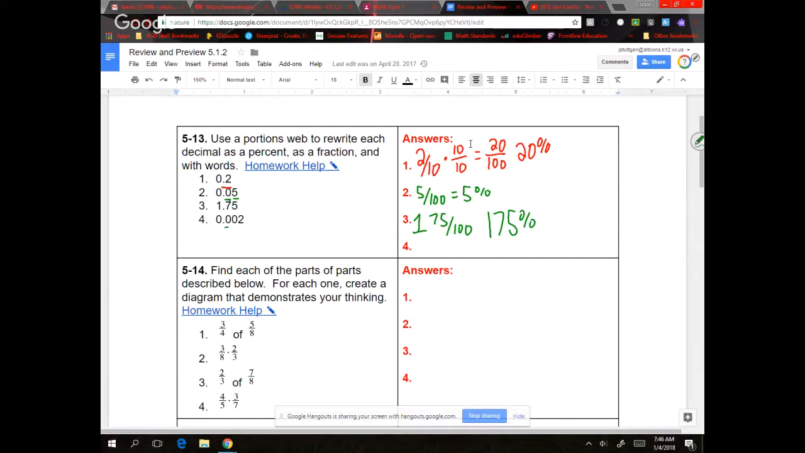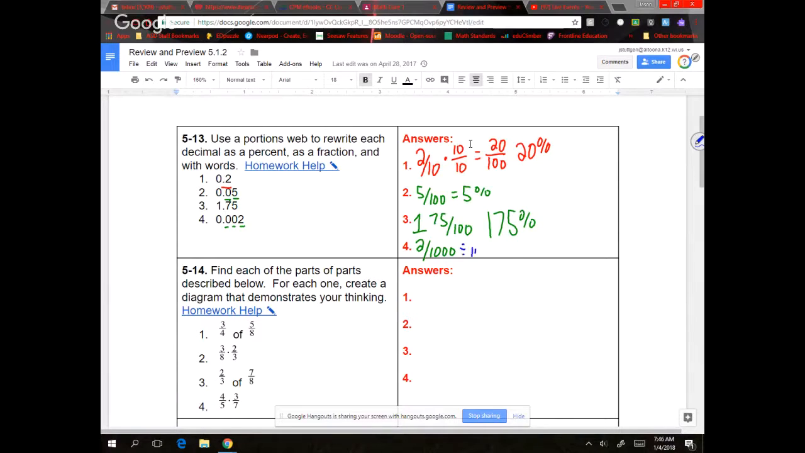Again, we have tenths, hundredths, thousands. So we have 2 thousandths. Okay, and most people struggle with what that's going to be as a percent. So a couple things we could do. We could, instead of multiplying to make it larger out of 100, in this case we actually have to divide, because we need 1,000 to get down to 100.